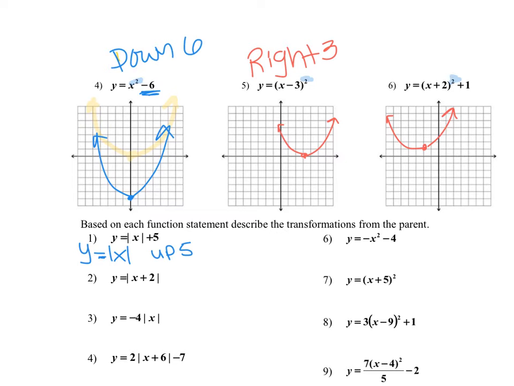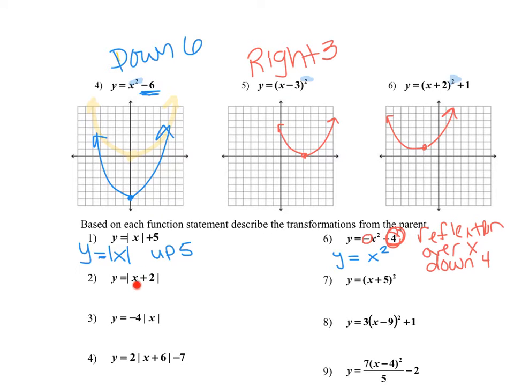The parent function for number 6 would be y equals x squared, because there's a squared there. But there are two things happening here. There's the minus and then the minus 4. The minus in front of the x squared creates a reflection over the x-axis, and the minus 4 on the outside creates a down 4 translation, a vertical translation down 4 units. You can check the key for the rest of these, but I'm just going to go through them verbally.